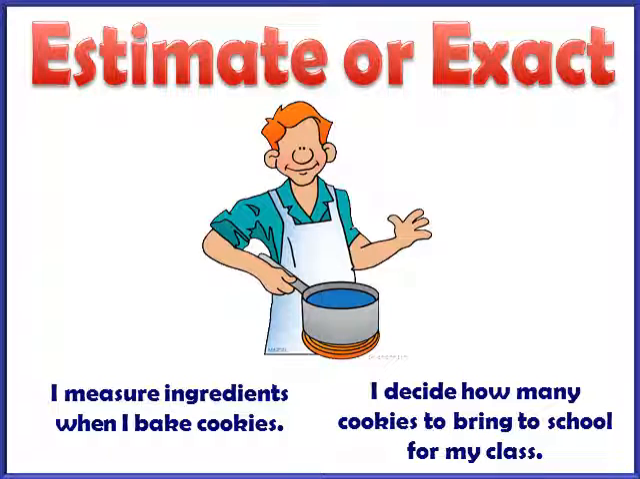A couple activities that we can do with students. We could talk about, well, when would you want to estimate versus when would you find the exact amount? And here's a couple examples of that. I measure ingredients when I bake cookies, and I decide how many cookies to bring in for my class. So which of these would you probably want to estimate and which would you probably want to have exact measures?